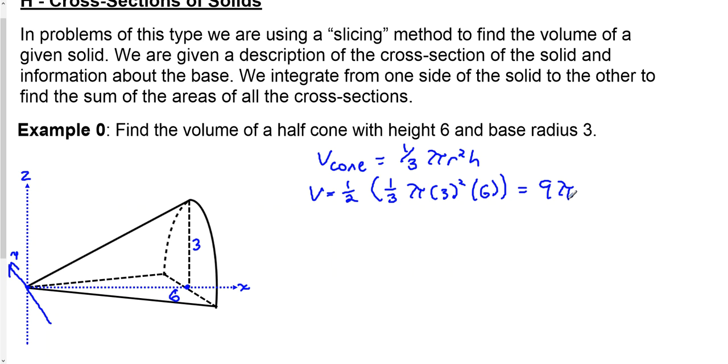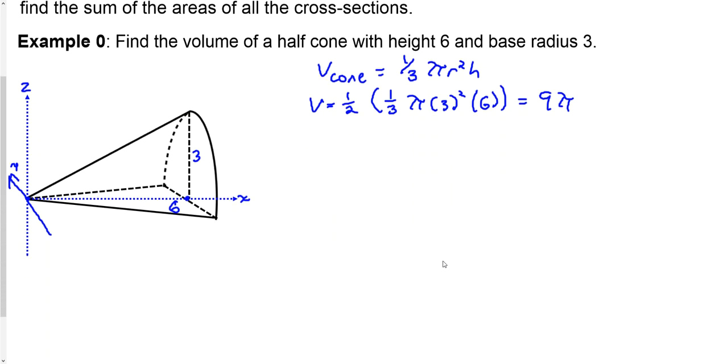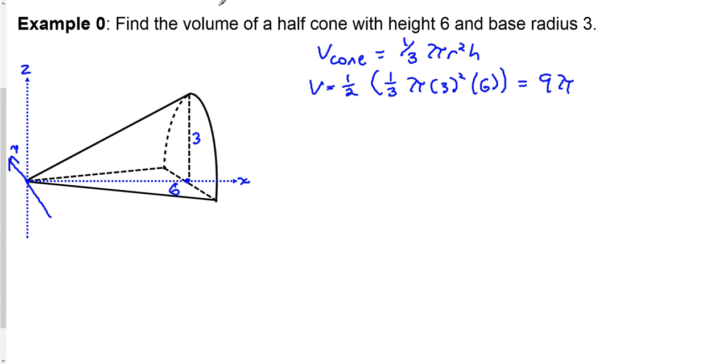Now, the point here isn't just to get that answer of 9 pi, it's to use this cross-section integration method and see if we get the same answer, 9 pi again. So how do we do this using this new method? First of all, we have to think about what would happen if we were to slice this into cross sections perpendicular to that xy plane that forms the base of our half cone. What are our cross sections going to look like?